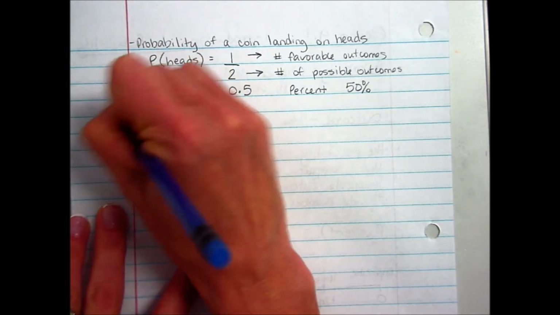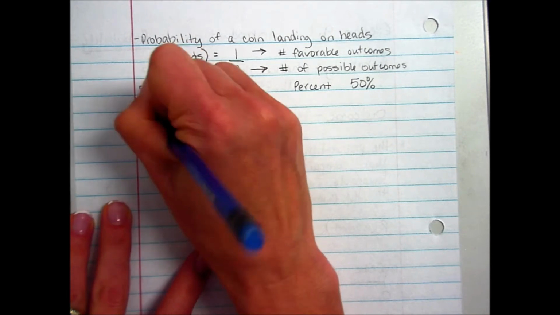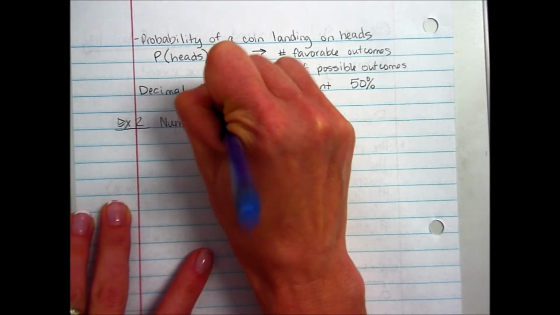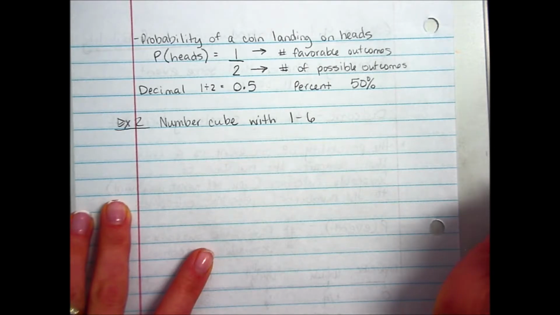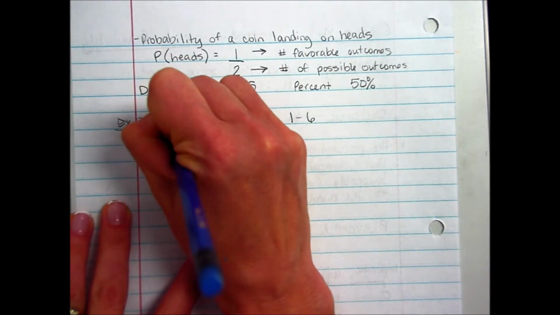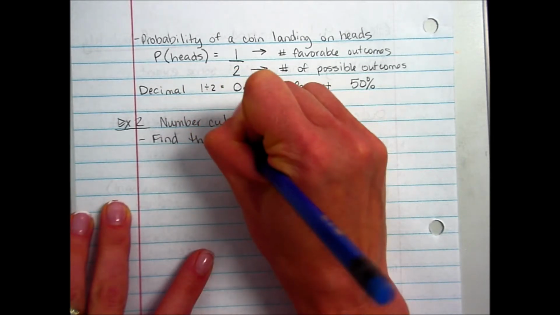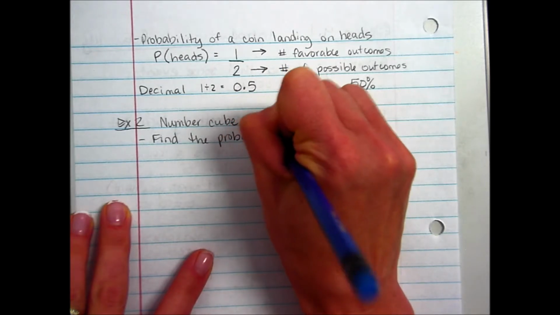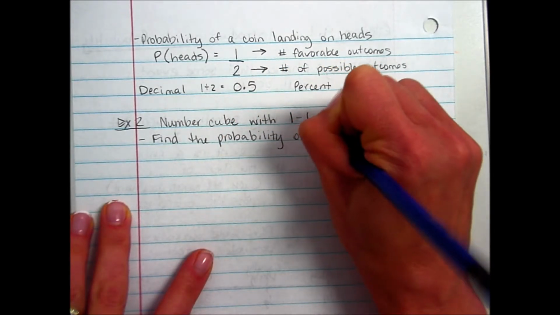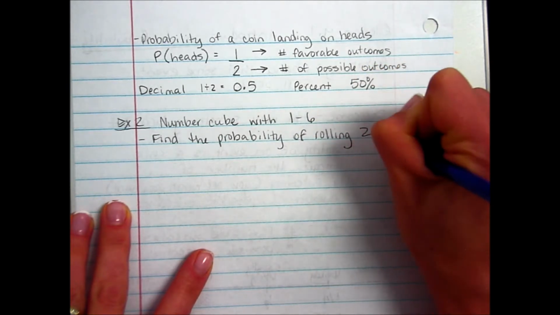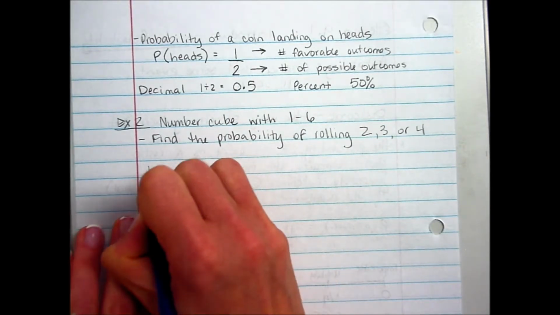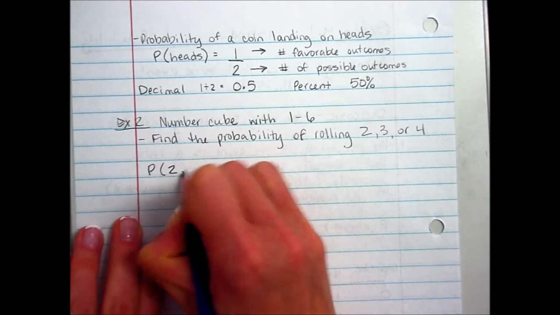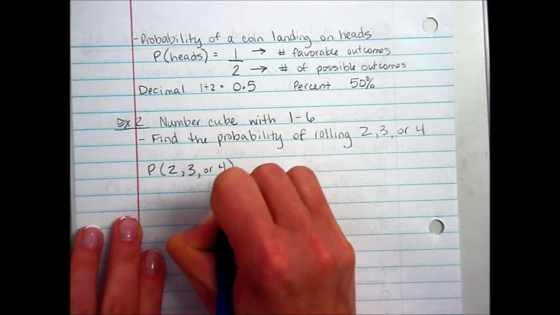All right, let's change our favorable outcome options. Example 2 says, let's go back to the number cube. So now we've got a number cube, and the number cube still has 1 through 6. We're going to find the probability of rolling 2, 3, or 4 this time. So the way we write it, for the event, we write the probability of rolling a 2, 3, or a 4.